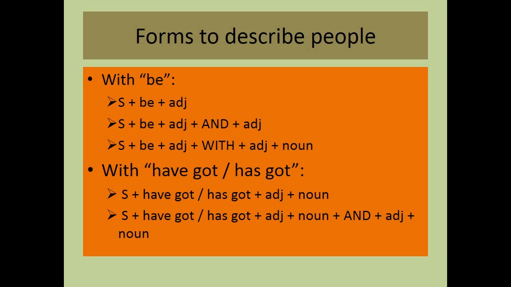And, secondly, we can use the verb have got, with two different structures. We can say the subject, the verb, an adjective and a noun. Or we can say the subject, the verb have got, an adjective plus a noun, and another adjective plus another noun.